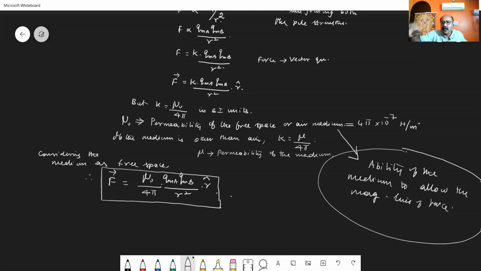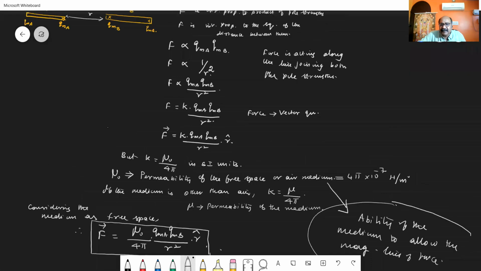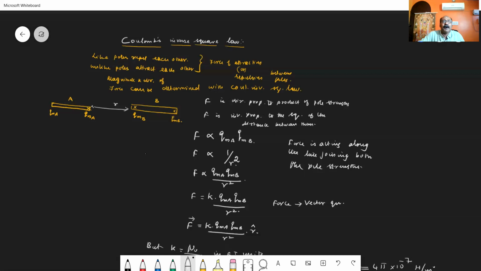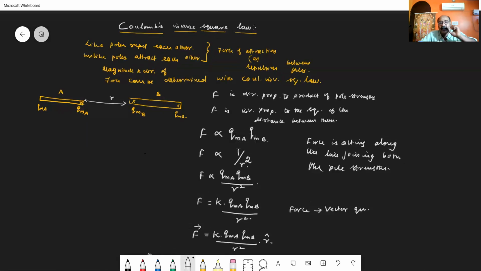Okay. So let us recall what we have studied. Let us summarize. We are going to study a law called Coulomb's inverse square law. As we know, in magnetism, like poles repel each other and unlike poles attract each other. Either there may be a force of attraction or repulsion between the two pole strengths. That force can be studied with the help of Coulomb's inverse square law. So in order to study that, you consider two magnetic dipoles or two bar magnets.